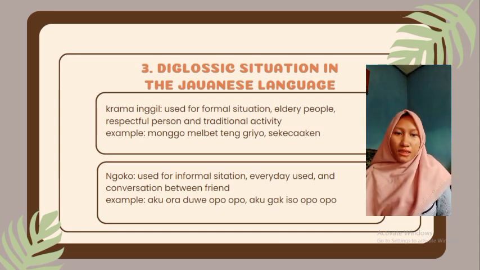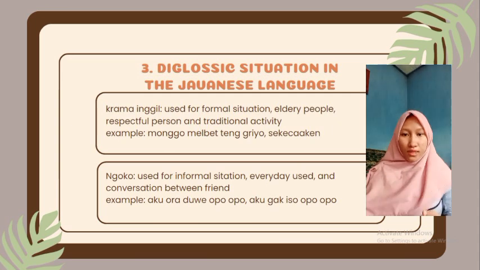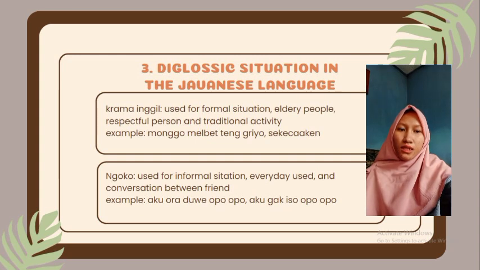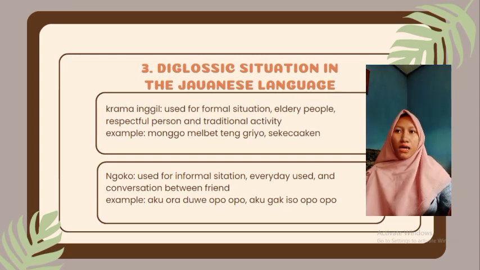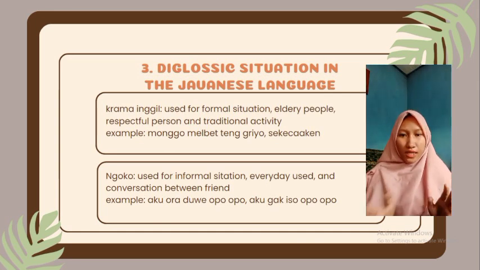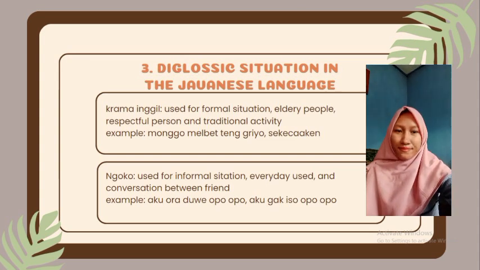The next is ngoko, which is low Javanese. It means it's used for informal situations, and we can use it for conversation with friends and for daily usage. For example: aku ora ngerti apa-apa, aku gak duwe apa-apa. It means I don't understand anything or I don't have anything.